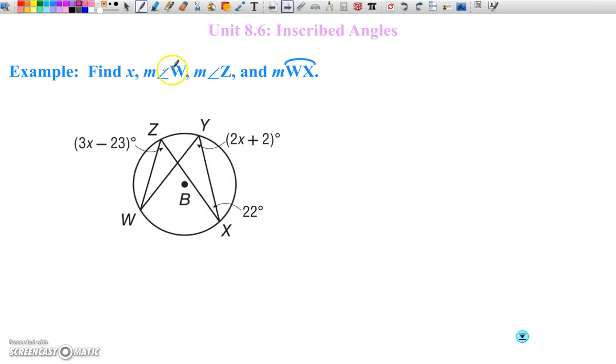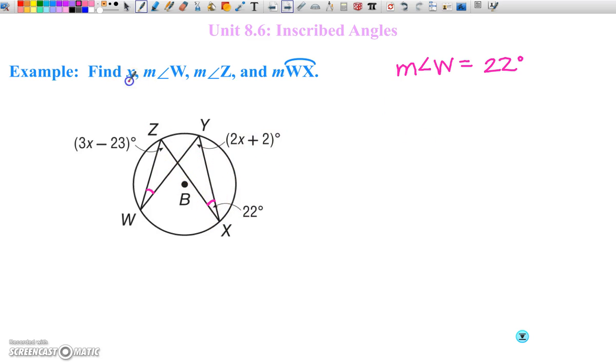So if I'm looking to find x, w, z, and then arc wx, look at this right here. Angle x is 22 degrees. Angle x forms this arc right here, zy. If you notice, angle W has exactly the same endpoints. It also forms zy. So angle W is congruent to angle X because they form the same arc. The measure of angle W is going to equal 22 degrees because angle X is 22 degrees and they're the same.